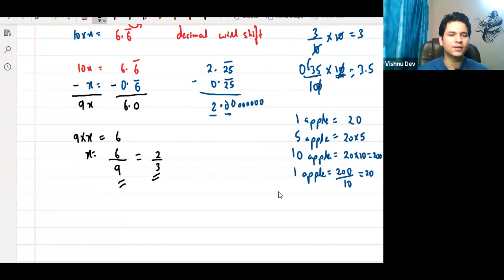So this is your basic unitary method. Cost of anything: if you are increasing the number, the cost will increase, but if you are decreasing the number, the cost will decrease, right? You have to divide by the number. Yes or no? Tell me. Nabil, you got this?